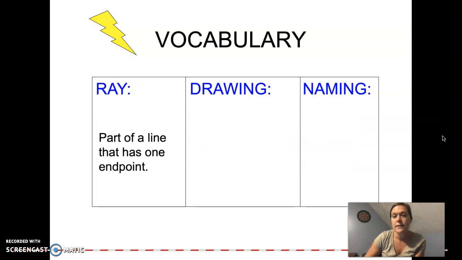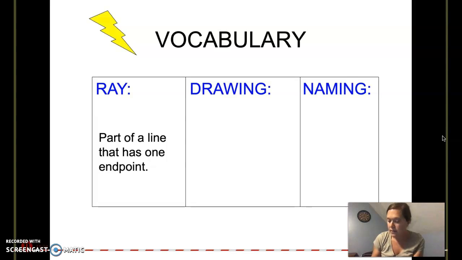A ray is a part of a line that only has one endpoint. So if I were to make a ray, here's one endpoint, and then it goes on and on and on forever in another direction. So let's name our endpoint A, and I'm going to put a second point on it just because we need that direction. I'm going to call it B. So to name it, it's going to be ray AB.